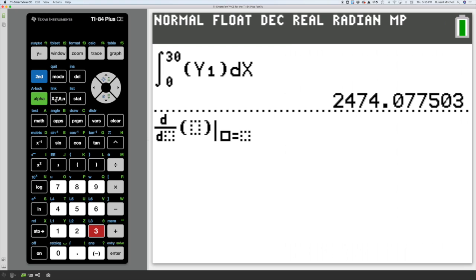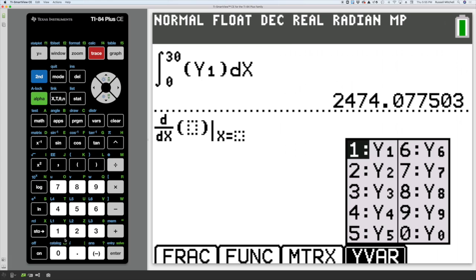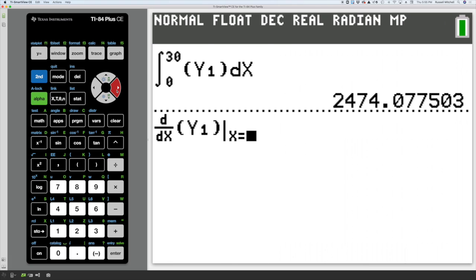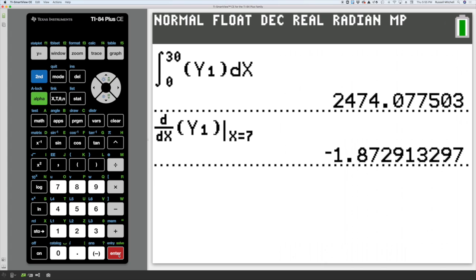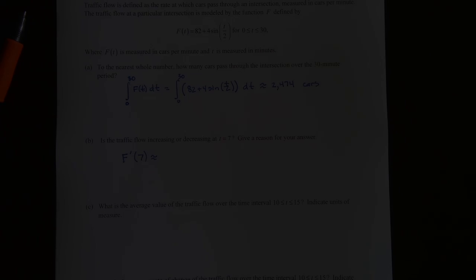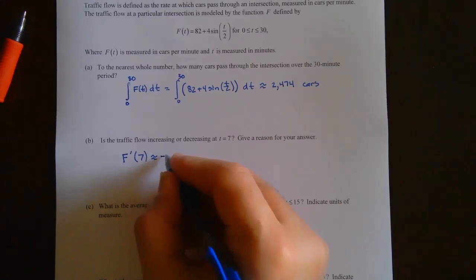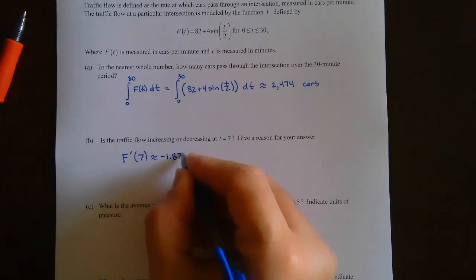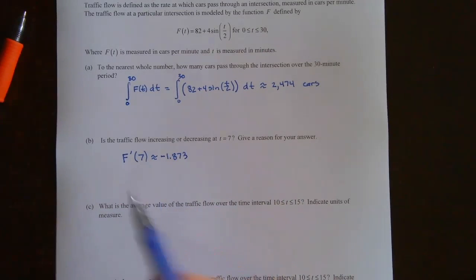And we want to take the derivative with respect to x of y1, because that was our traffic flow function, right? So alpha trace and then number 1, and we want to find this derivative at x equals 7. So we put that in, and we get negative 1.873. Okay, so negative 1.873. We'll record this now. So this was negative 1.873.